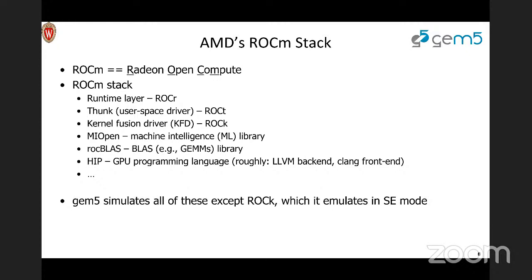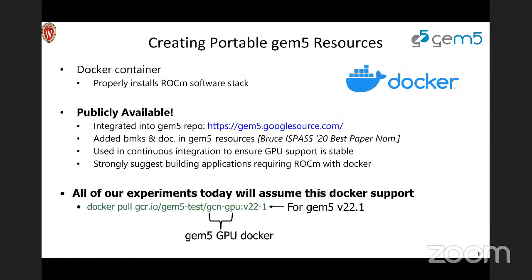But just to give you a brief background, with that ROCm stack, your runtime layer for the GPU is what they call ROCr, or ROCm runtime. Thunk is the user space driver, which they call ROCt. ROCk is their kernel fusion driver. And then, like I said, on top of that, we have a number of libraries to run linear algebra, machine learning, GPU programming more broadly. But the key takeaway with all this is that gem5 is simulating basically all of these, with the exception of the kernel ROCk, which we emulate when we're in SE mode, and when we're in FS mode, it will actually simulate.